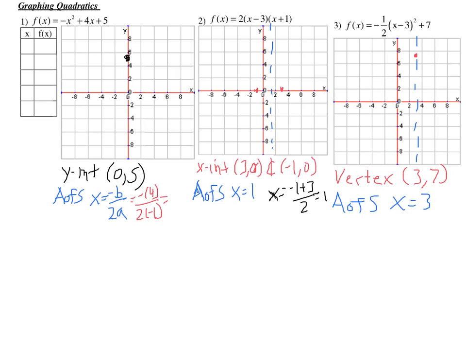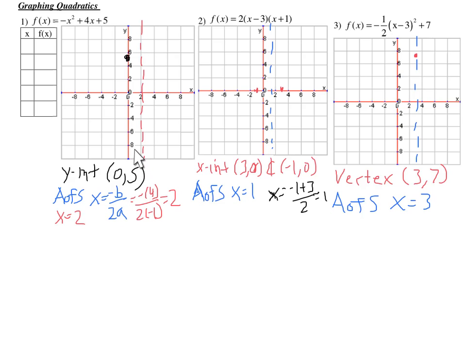When I calculate that, do you see how that would become a 2? If you carefully look at that, negative 4 over negative 2 is a positive 2. So my axis of symmetry is x equals 2. So I go over here at 2 and put my axis of symmetry. So again, I found my y-intercept. I quickly use this formula, which you need to memorize. It's important. You get the middle.